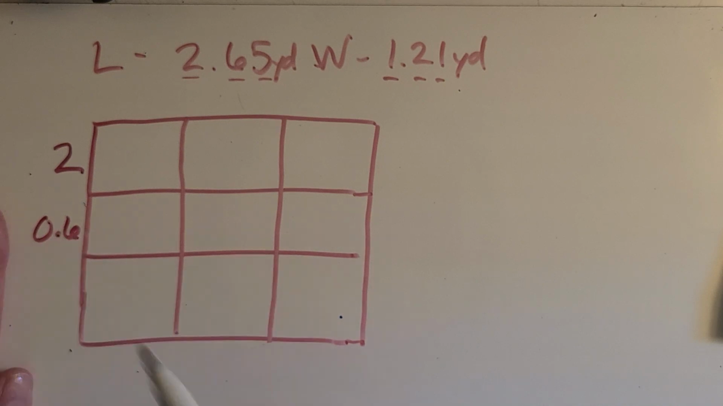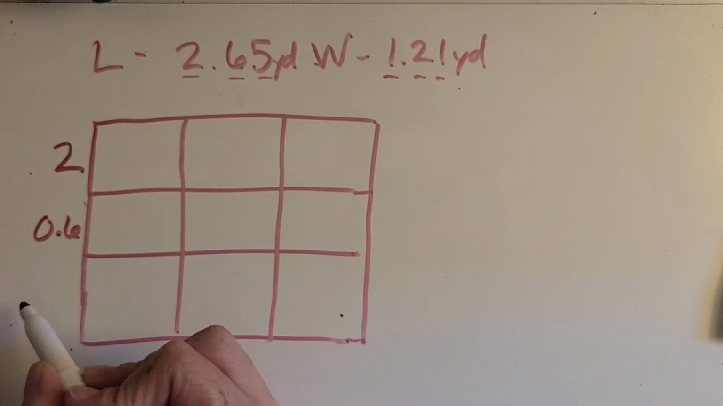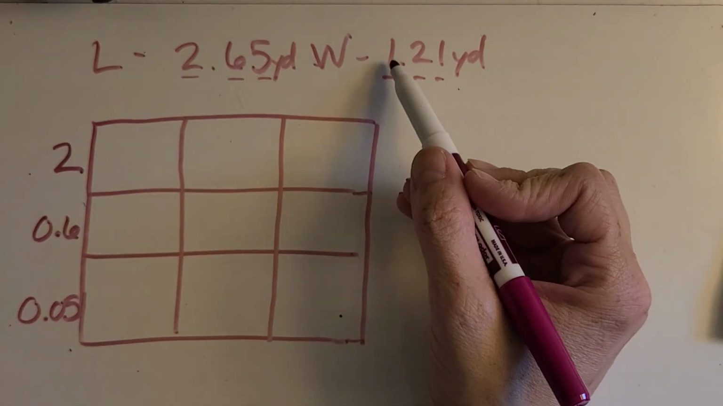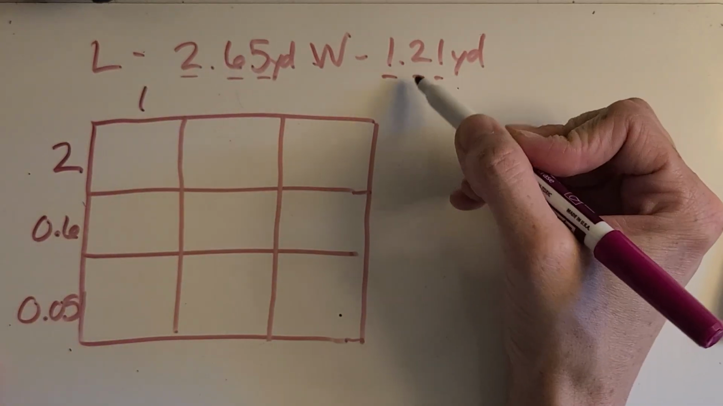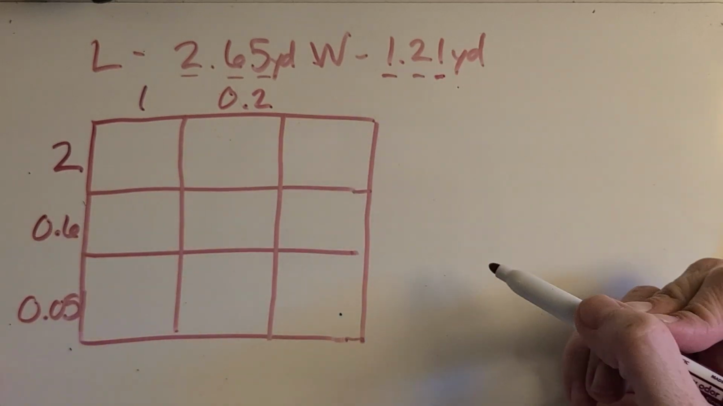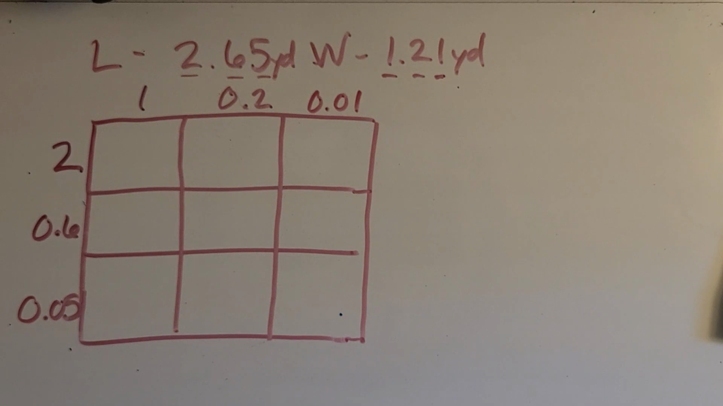6/10. Yep, you just think about what place it's in. Well, how about the 5? 5/100. Good job. Then let's do the 1. Is worth just 1 whole. 2. 2/10. And this last one is worth 100 since it's in the hundredths place.